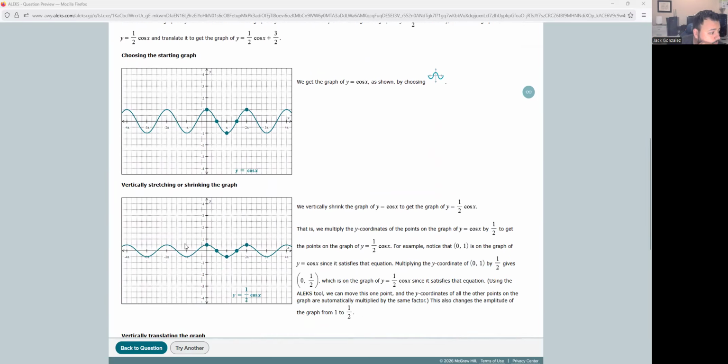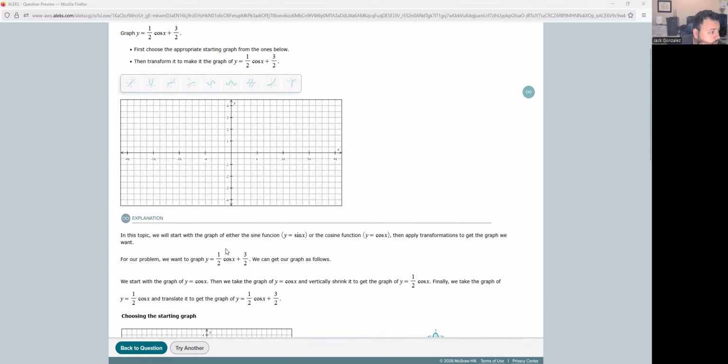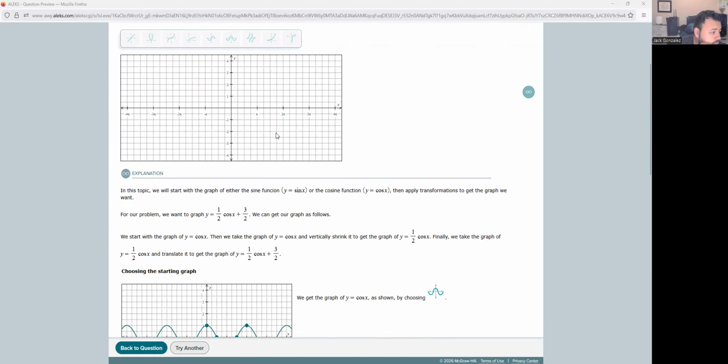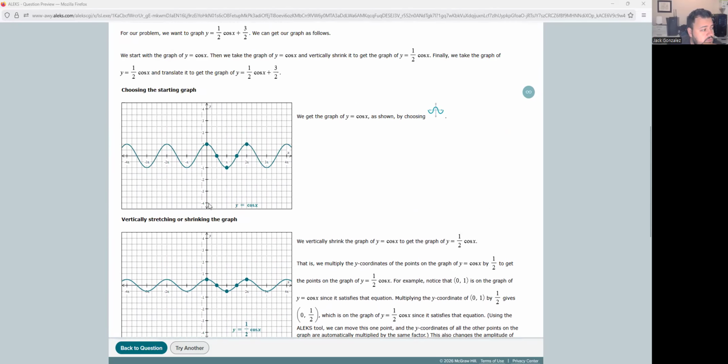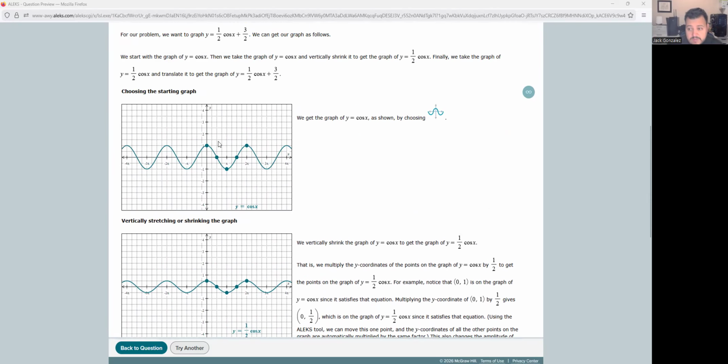Now, if we account for the 3/2, that'll shift all the y values. In other words, it's going to move this graph up by that amount. The first thing you do is remember what the original looks like. Again, this is if you do it on paper, right? You graph the original, then you change the y values because of the amplitude. And once you have that, you move it up by whatever's on the outside.